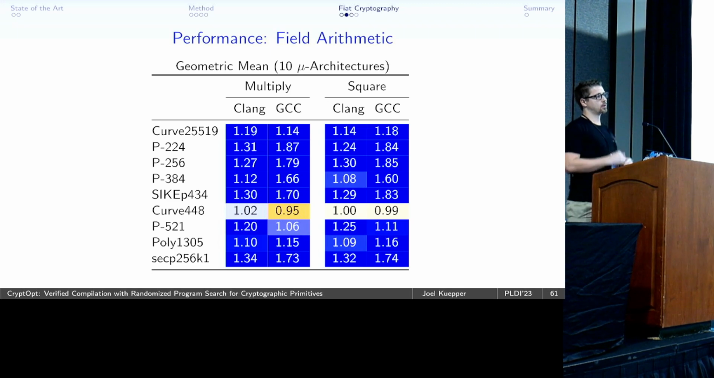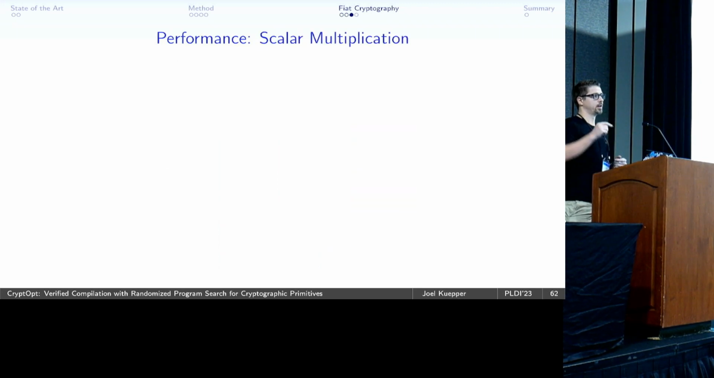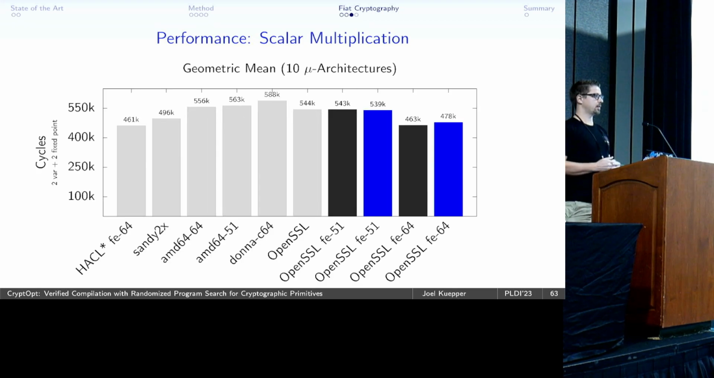Okay, so now that we have field multiplication, or field arithmetic, optimized, the much more important operation in cryptography is an operation called the scalar multiplication, which internally uses the field multiplication that we've just optimized. So for that, we did another study, and we see on the x-axis different implementations for the scalar multiplication. And on the y-axis, we see the cycles which the microarchitectures need to implement this operation. So lower is better in this case.